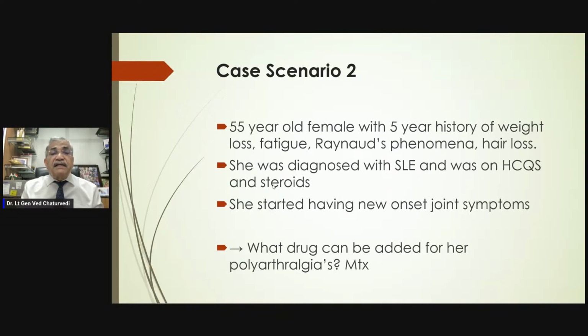Another case: somebody has lupus and you have given hydroxychloroquine, but joint symptoms are not under control. What is the preferred drug? Methotrexate. But if somebody is a young lady who wants to avoid pregnancy, then steroid is a better drug, because methotrexate cannot be given in pregnancy.